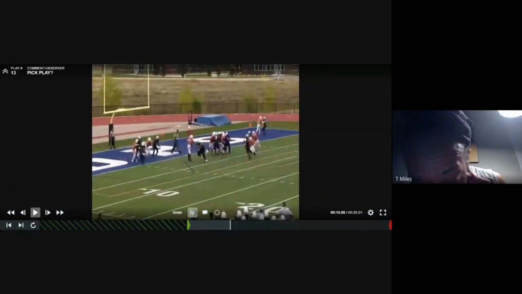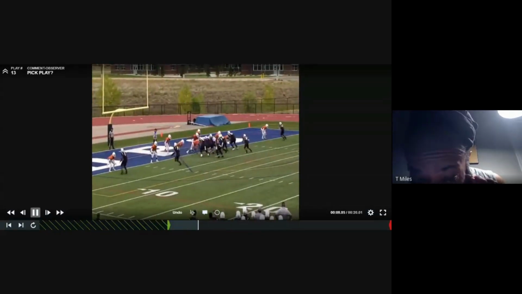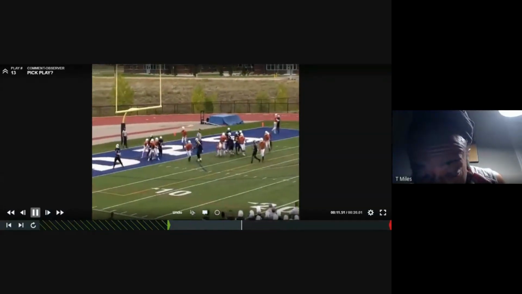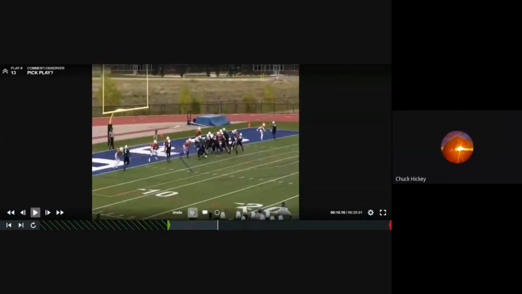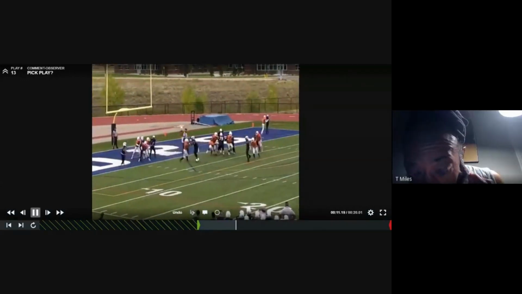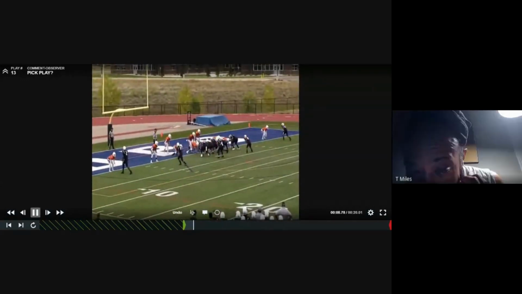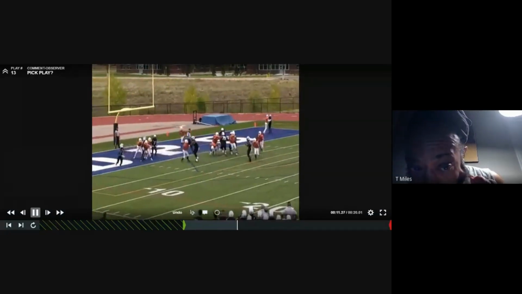I was going to say the same thing. That's exactly what happened, Mark. They get confused over there. I mean, watch, is that number 2? Number 2 and number 8. Yeah. Although 8 doesn't make contact, they're confused from a coverage standpoint.